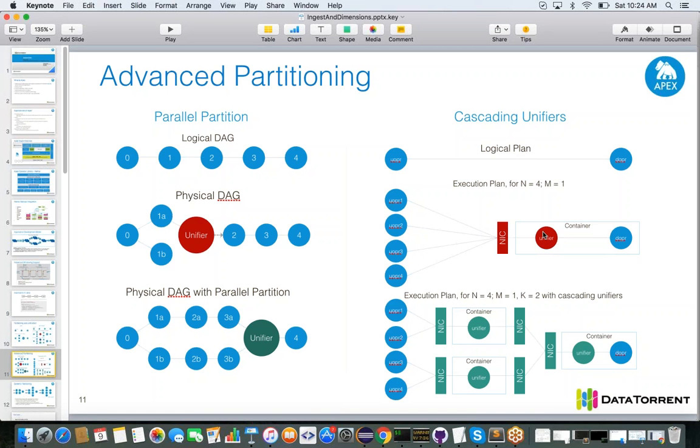Now instead of one unifier, you have two unifiers taking half the data from the upstream operators each, and then sending that to the unifier downstream. Typically, this works very well.